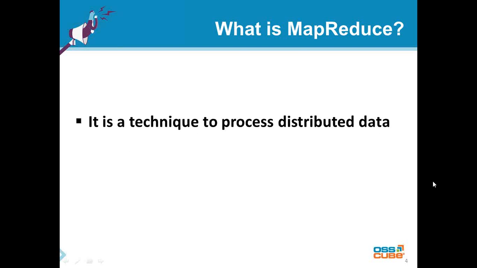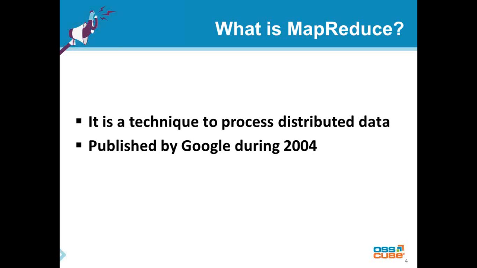So first of all, what is MapReduce? It is simply a technique to process distributed data. You have distributed data, you can go and process this data using MapReduce, right? And it was published by Google. This technique, or the paradigm or the procedure, was published by Google in 2004: how a distributed data set can be processed.